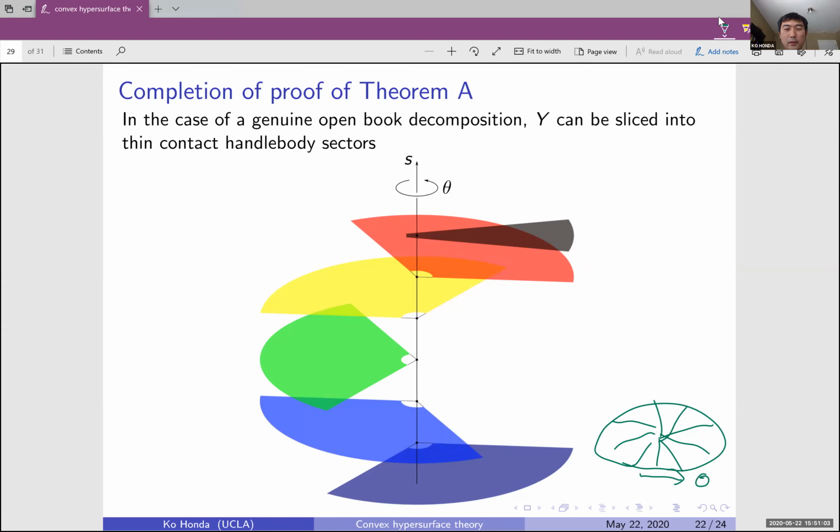And you have to believe me that these little sectors of the open book decomposition are contact handle bodies. And so you line up the contact handle bodies. You might actually have to do some sort of subdivision operation, but you have a bunch of handle bodies. In this case, you have six contact handle bodies. And let's recall what the dynamics was doing.